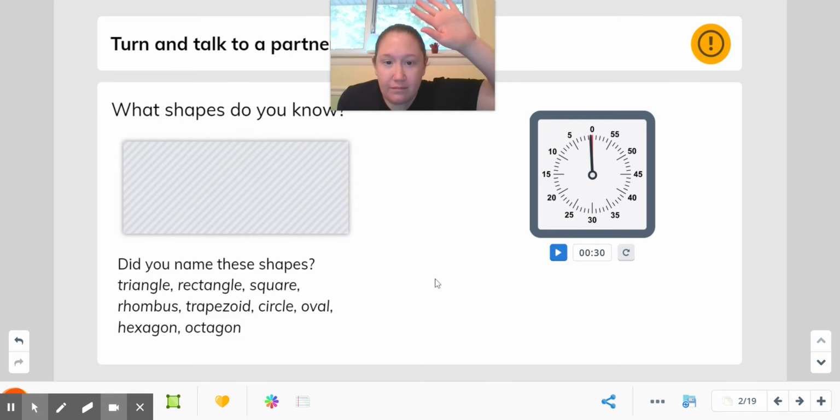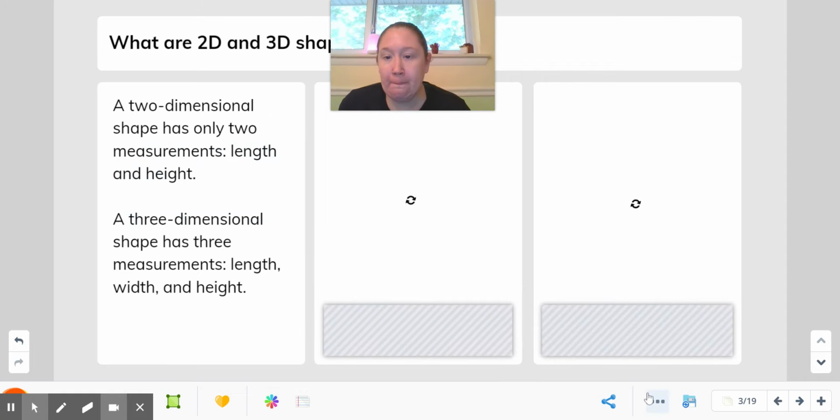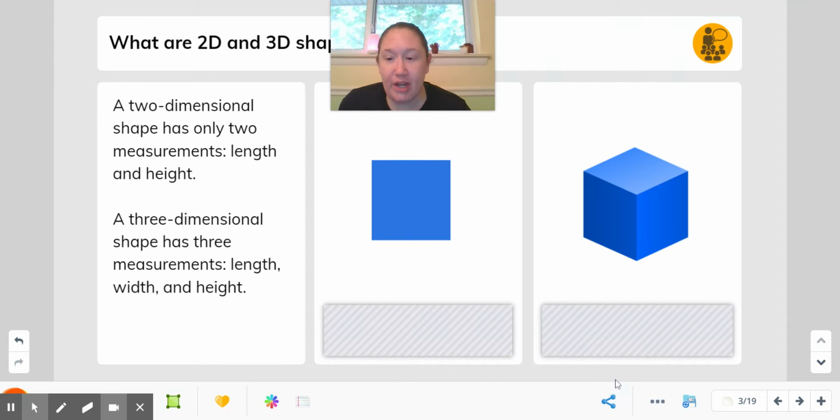Triangle, rectangle, square, rhombus, trapezoid, circle, oval, hexagon, and octagon. So you might have known all of those, or you might have only known a couple. That's okay. What are 2D and 3D shapes?